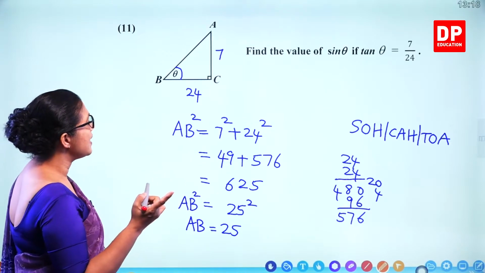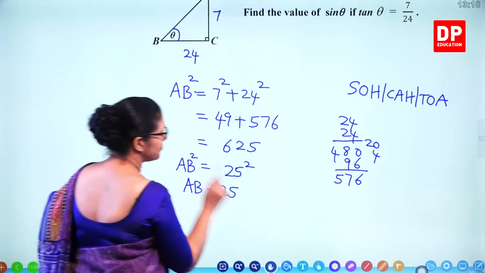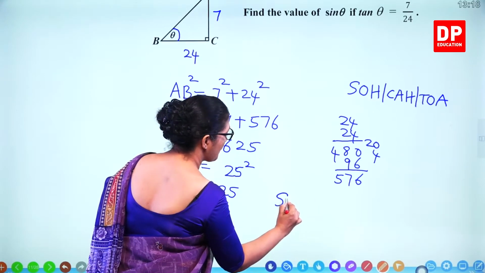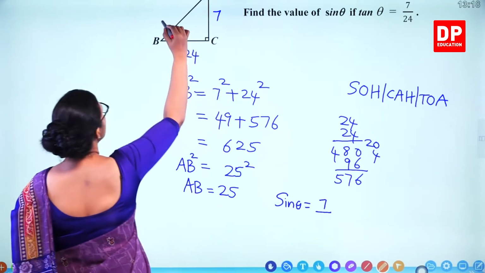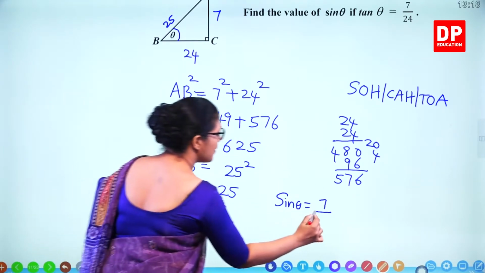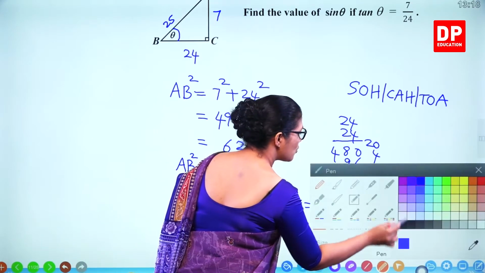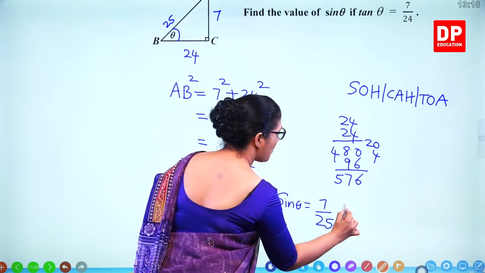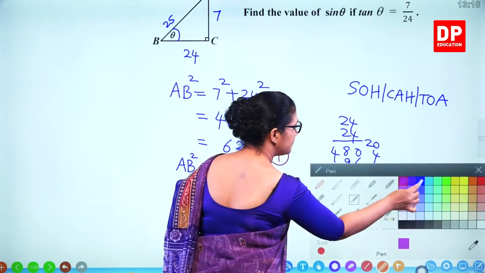So what is the sine theta value? Sine theta you can write, opposite is 7, hypotenuse now is 25. So 7 over 25. So you get 2 marks, 1 mark for this answer and 1 mark for the method.